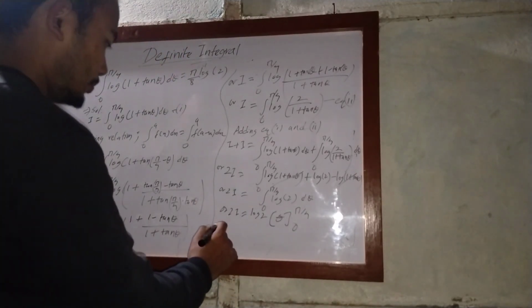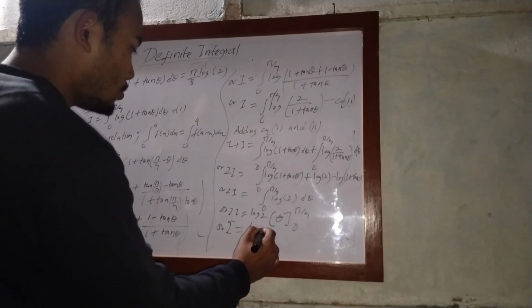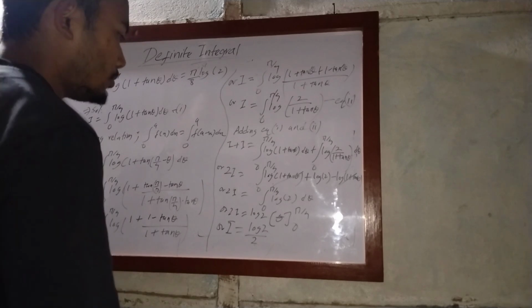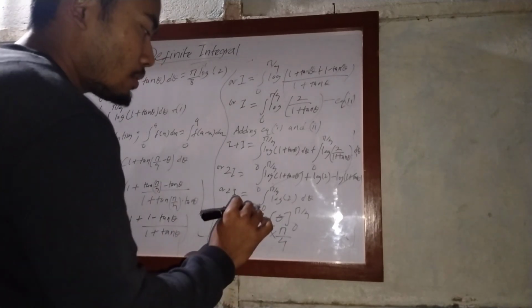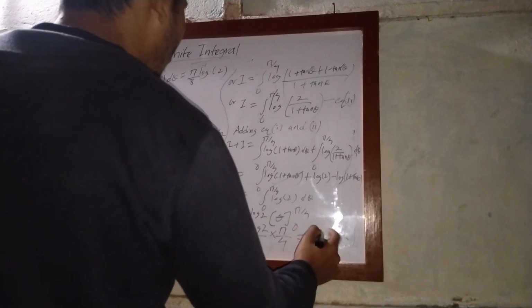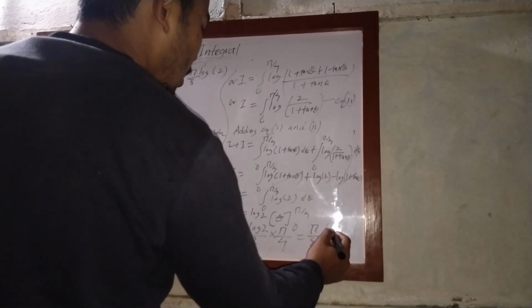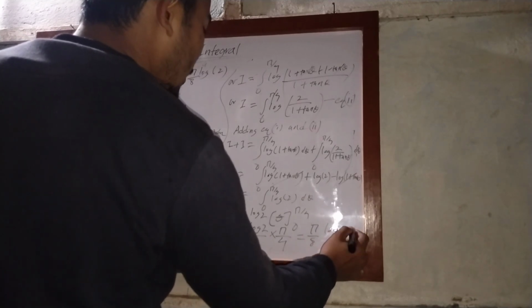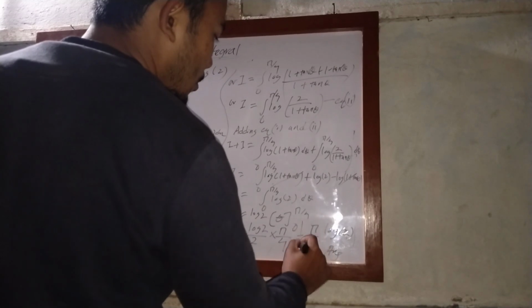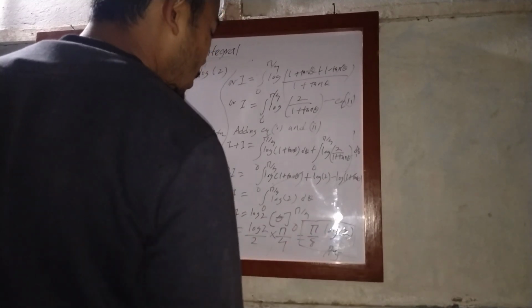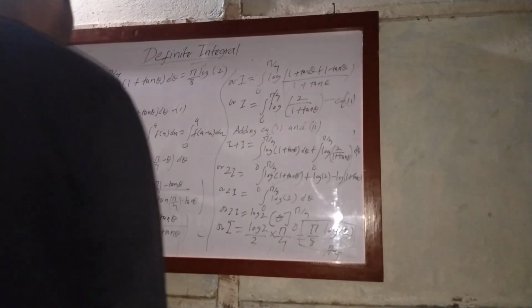Now I is equal to log 2 by 2 into upper limit pi by 4, lower limit minus 0. So we get pi by 8 log 2 as the answer. Now see the answer, we get the proof: pi by 8 log 2.